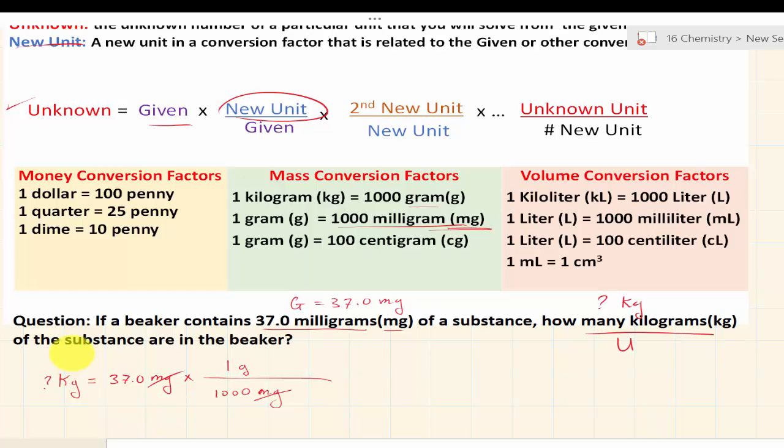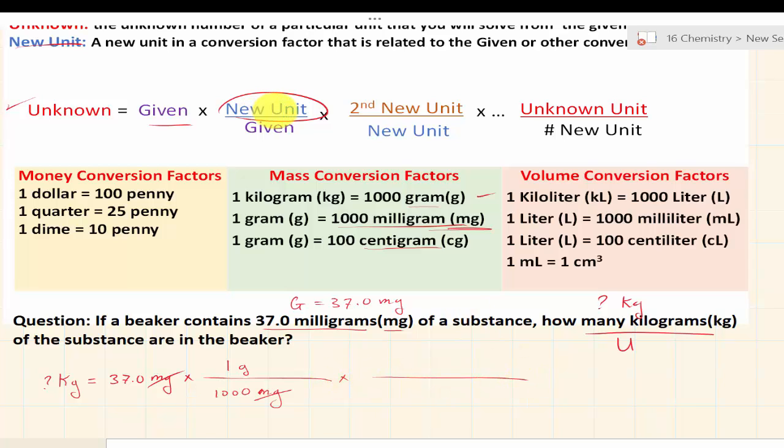Of course, we are trying to solve for kilogram, and therefore we're going to use this one, because we don't really care about centigram. If I ask for centigram, then we're going to use this one. But we are looking for kilogram, therefore we're going to use that one. So how does that work?